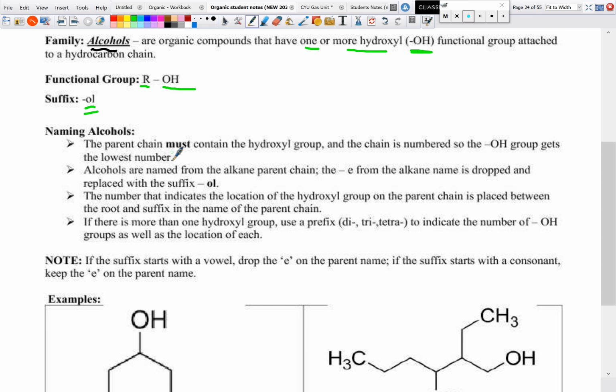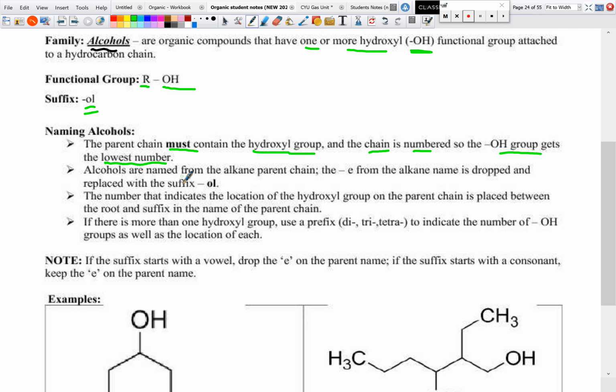So the parent chain must contain the hydroxyl group. All right, so that is a must. If you have multiple hydroxyl groups, it still needs to contain every single hydroxyl group that's there. And the chain is also numbered so that the hydroxyl group gets the lowest number possible. So just like the alkenes and the alkynes, where carbon 1 was always closest to the multiple bond, now we are going to get carbon 1 as closest to the hydroxyl group as possible.